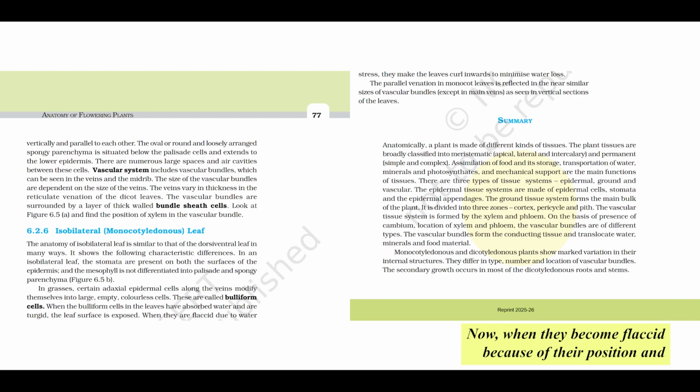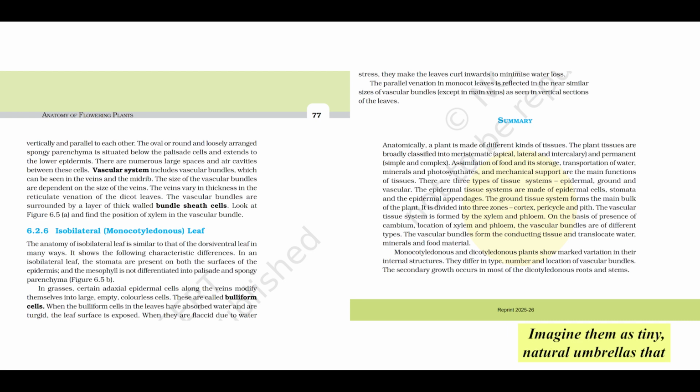Now, when they become flaccid, because of their position and structure, they cause the leaf blade to curl or roll inwards, usually along its longitudinal axis, like rolling up a piece of paper. The significance of this curling mechanism, it's immense. It's a sophisticated, built-in drought response system. By curling inwards, the leaf dramatically minimizes its exposed surface area to the sun and drying wind. This significantly reduces the rate of water loss due to transpiration during dry conditions.